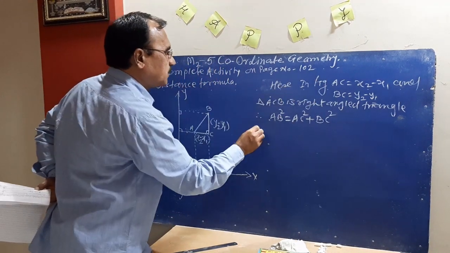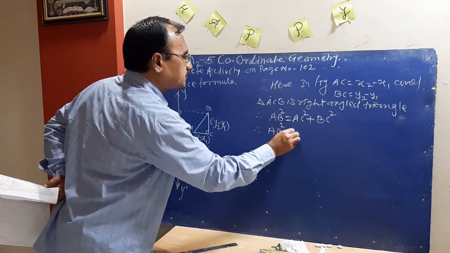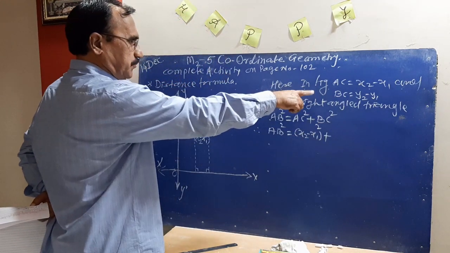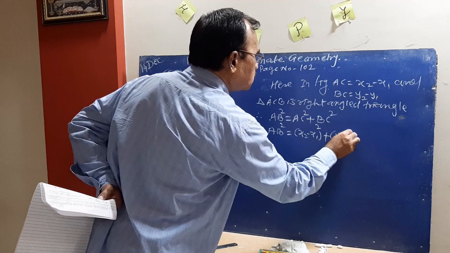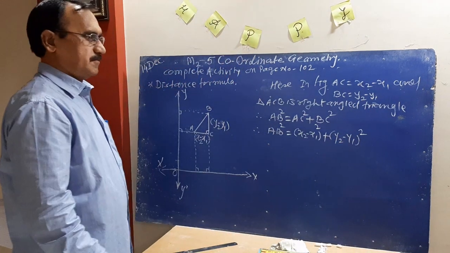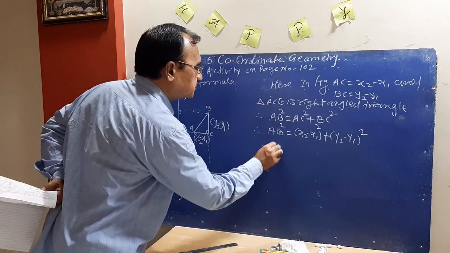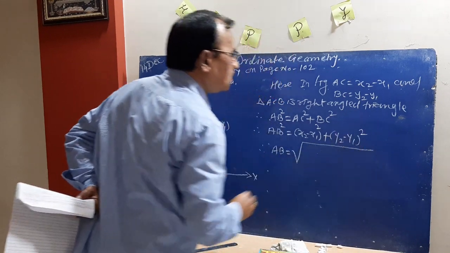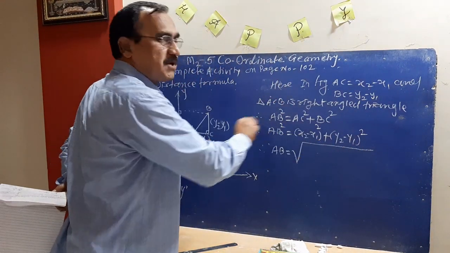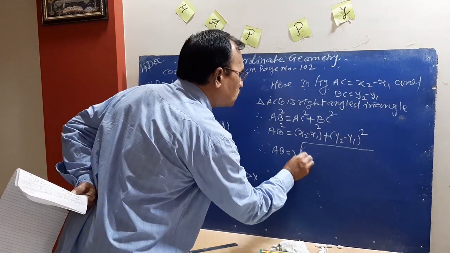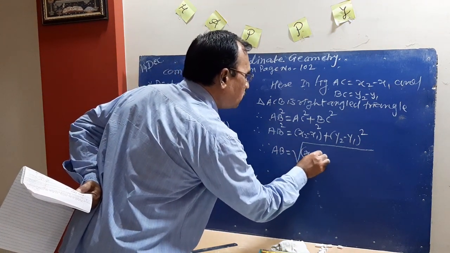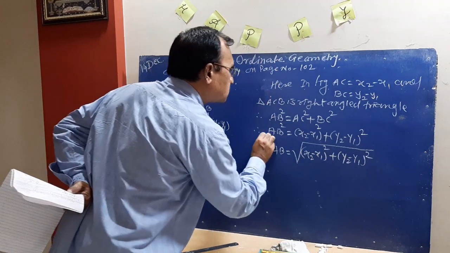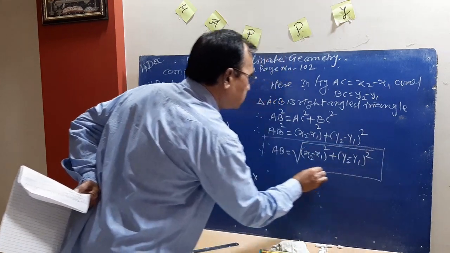Here AC is x2 minus x1. Therefore AB square is equal to (x2 minus x1) whole square. BC is y2 minus y1, that is (y2 minus y1) whole square. By taking the square root of both sides, we get AB is equal to, we can't take the square root of each bracket because there is a plus sign. AB is equal to under root (x2 minus x1) whole square plus (y2 minus y1) whole square. This is called the distance formula.